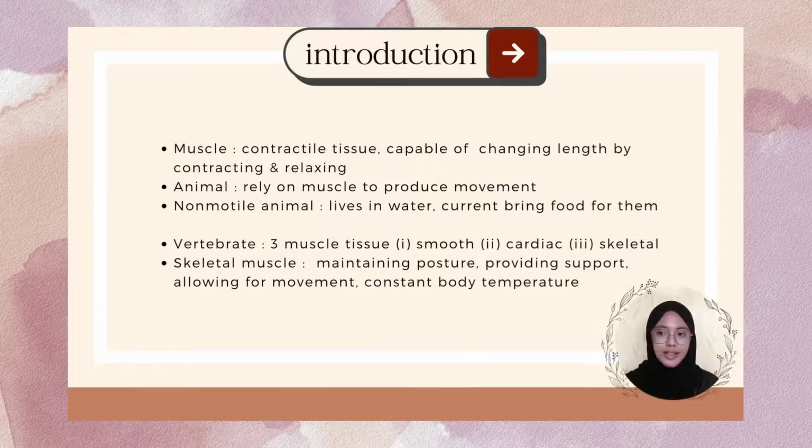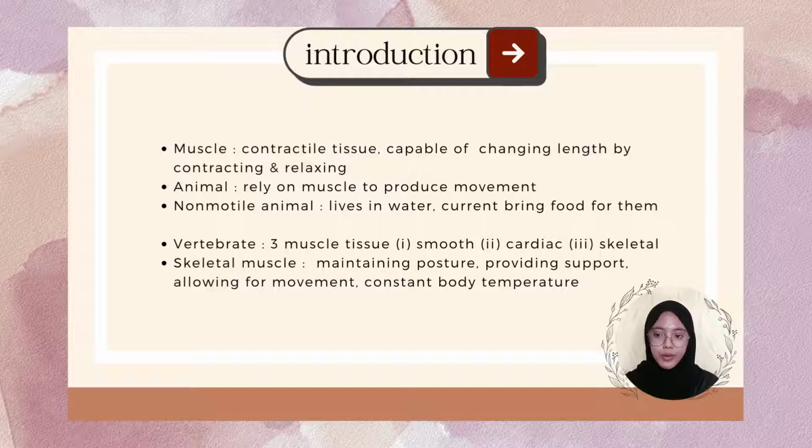Muscles are composed of contractile tissue that is capable of changing its length by contracting and relaxing. Most animals rely on muscle tissue to produce movement, to swim, crawl, walk, run, jump, or fly. Clearly, there are strong advantages to being able to move into new environments, to flee from danger, to seek food, and to find new mates.